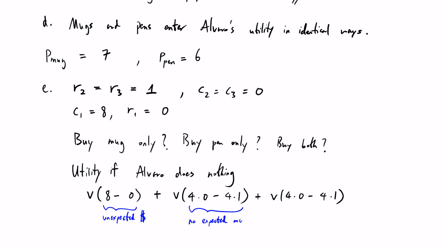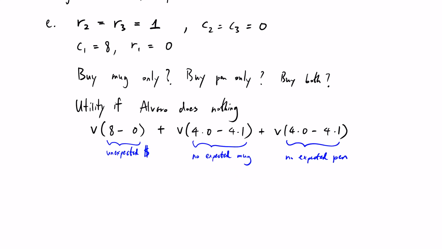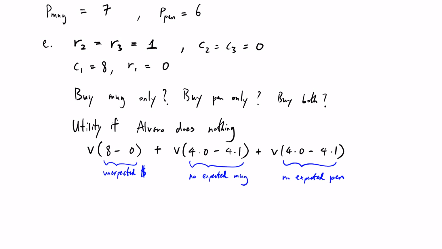So no expected mug, no expected pen, so he's kind of losing out. The price is going to be 7 and 6. If he does nothing, then he's obviously not buying anything right now. So he's going to get 8 from unexpected money, negative 2 times 4 from not having the mug he expected, and 2 times -4 from not having the pen he expected.